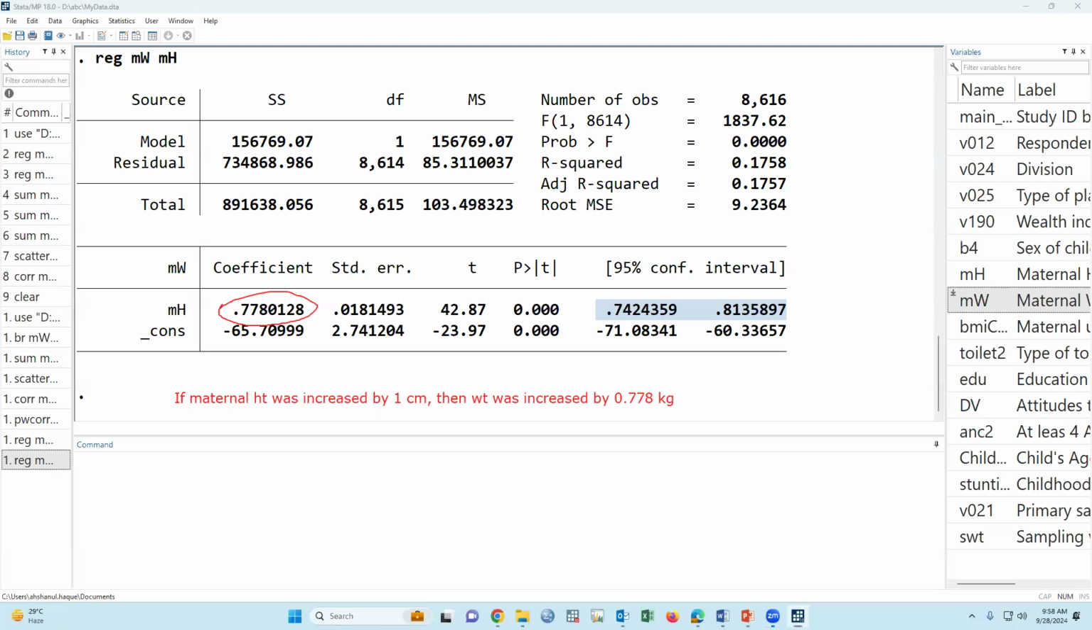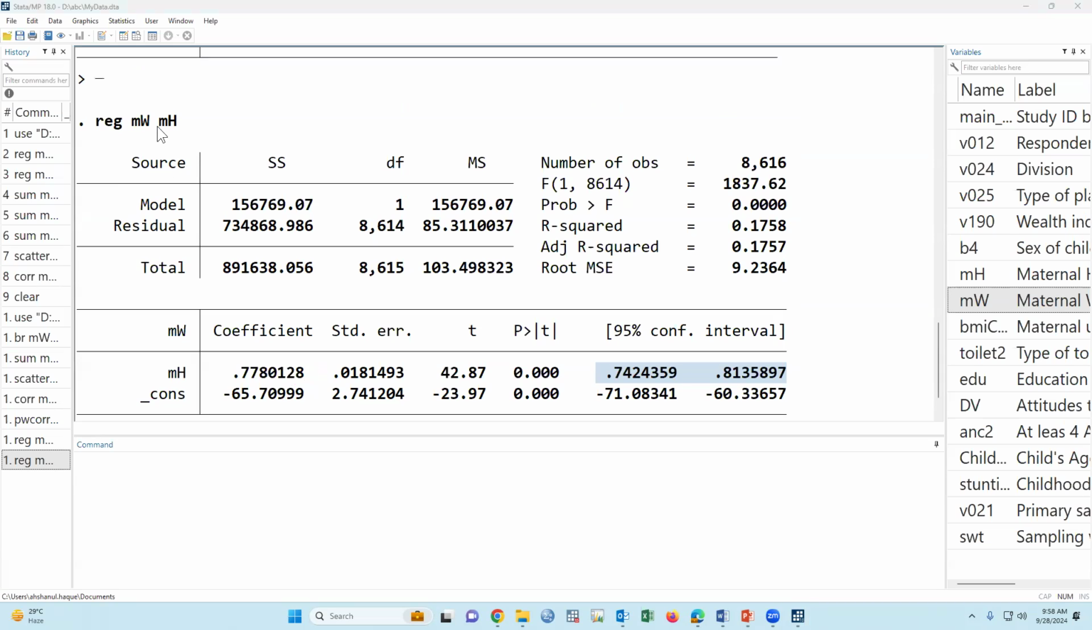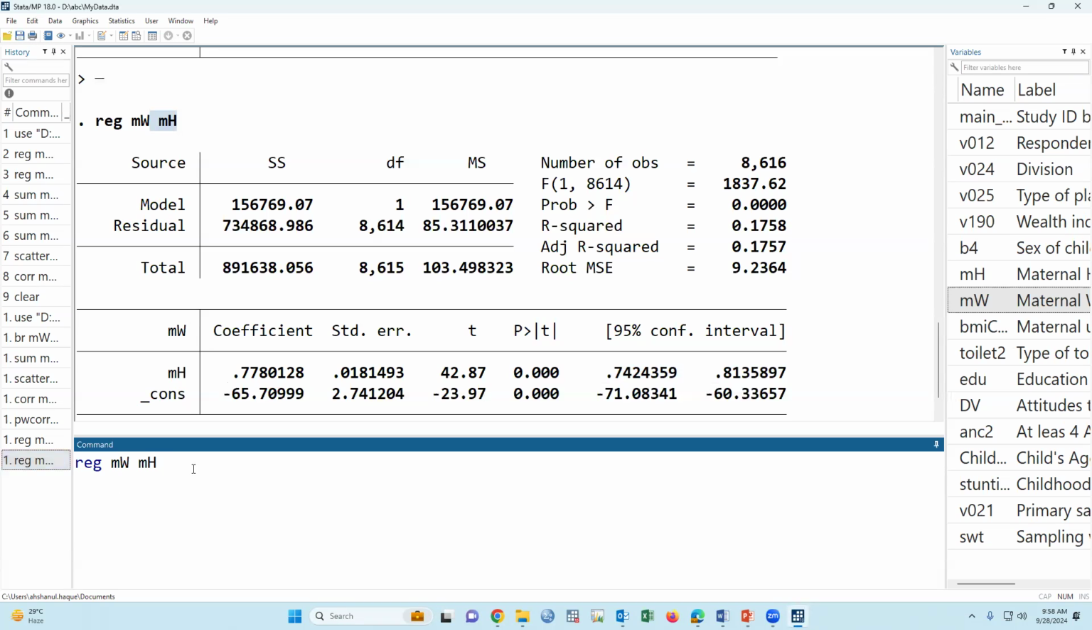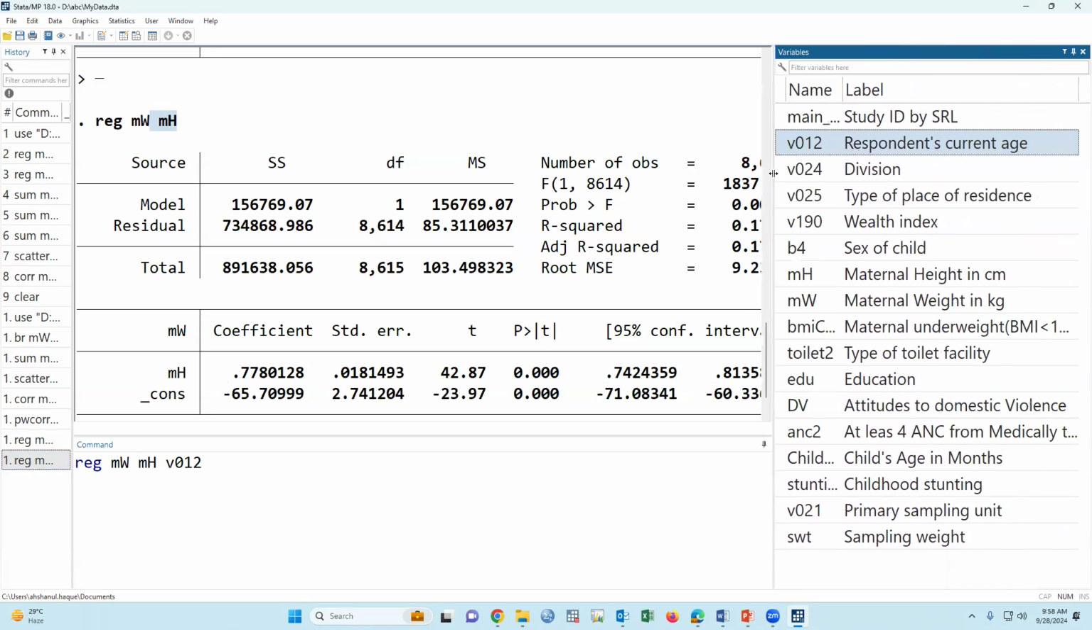So if the number of independent variables is 1, then it is called simple linear regression. If the independent variables are more than 1, then it is called multiple linear regression. For example, if we use another variable besides maternal height, maternal age, this is age.